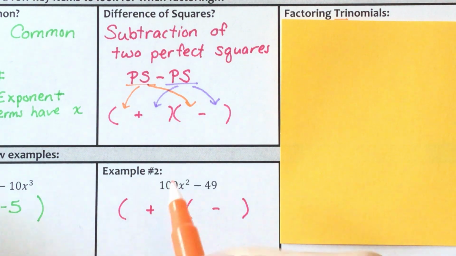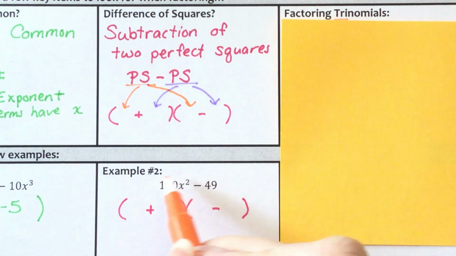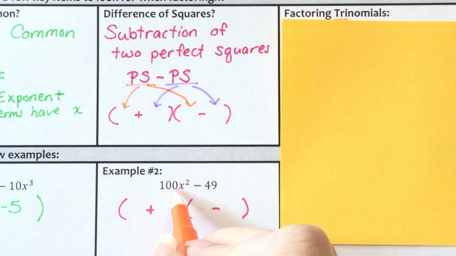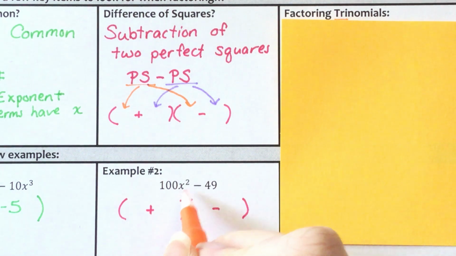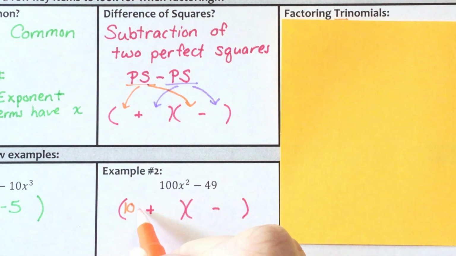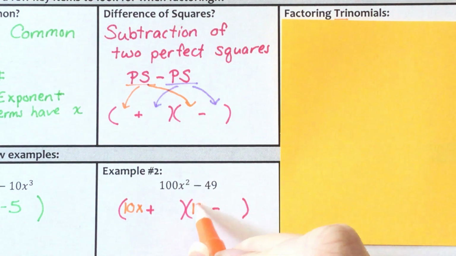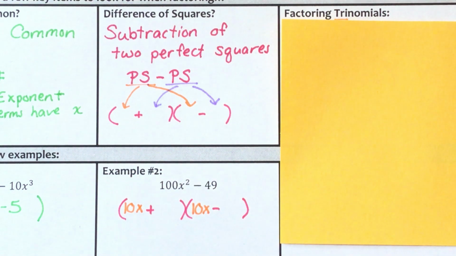Then let's take that first perfect square, which is 100x squared. The square root of 100 is 10, but the square root of 100x squared is 10x. So we put 10x in the first position on both factors.